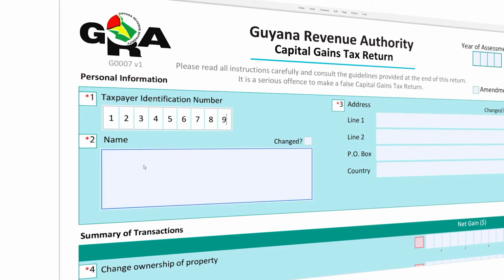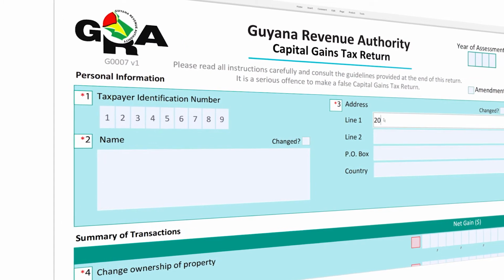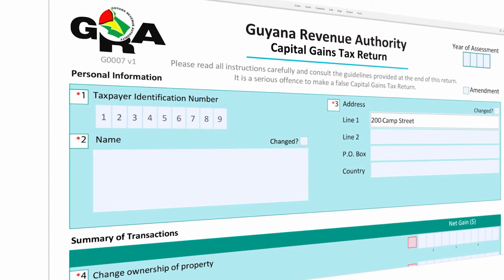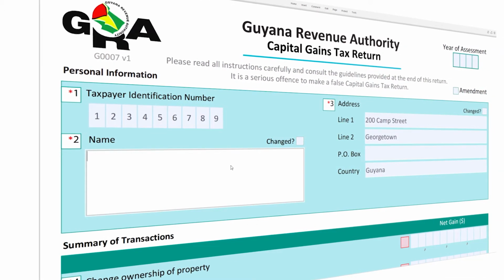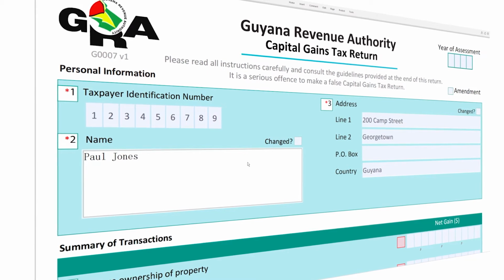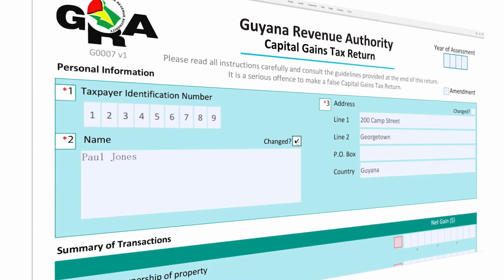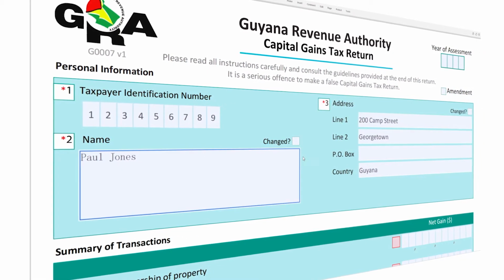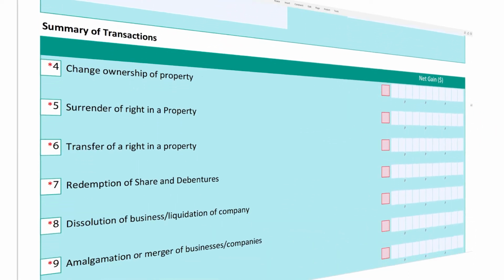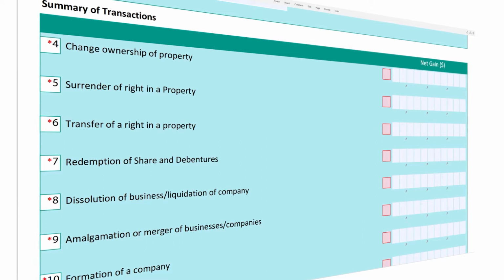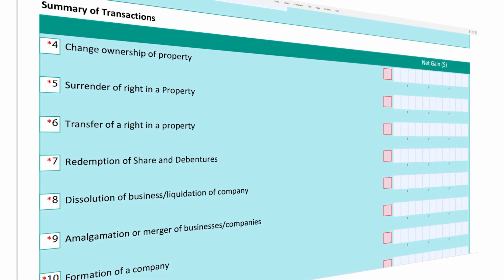It requires the taxpayer to fill in his or her personal information, such as their TIN, address, and name. If the name and address were changed recently, taxpayers must indicate so by ticking the changed box and input the updated details in the required fields. Under personal information, taxpayers will be required to complete the summary of transactions to indicate their net gains.